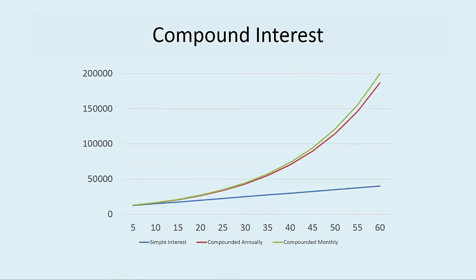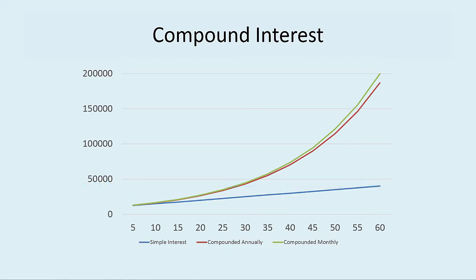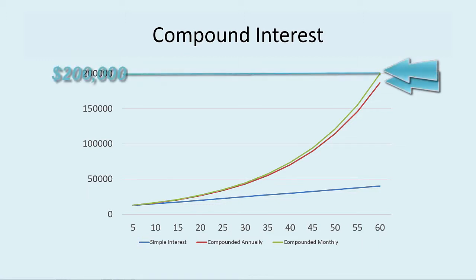When interest is added to interest, which is added to interest, the result is exponential growth. This chart shows 3 different scenarios. In each case, $10,000 was invested at 5% interest. The blue line represents simple interest. Every year, the account earns a flat $500, which is 5% of the original $10,000. After 60 years, there are $40,000 in the account. By comparison, when the interest is compounded annually or monthly, the account grows to nearly $200,000 in 60 years.